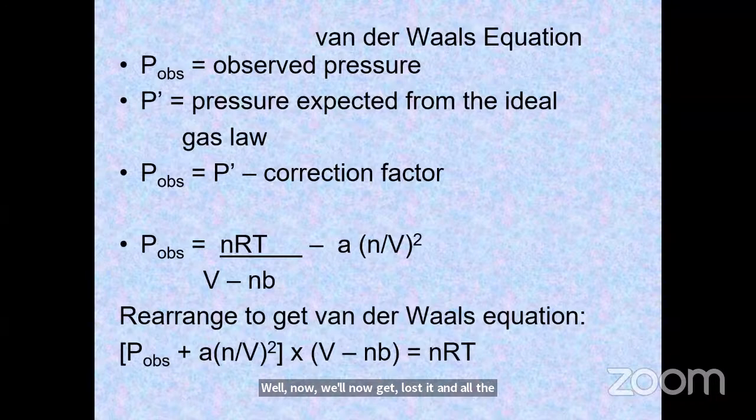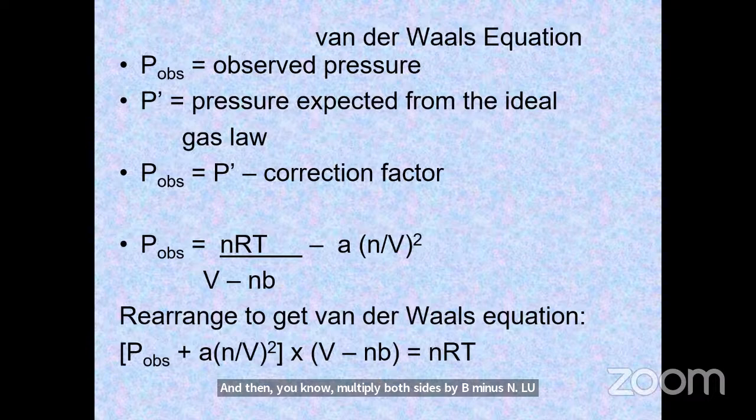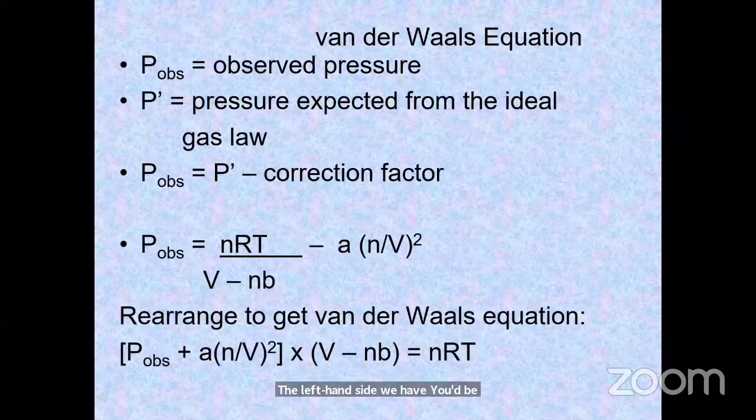And then we now multiply both sides by V minus nb so that nRT alone will remain on this side. So when we multiply by V minus nb, the left-hand side will have the V minus nb, and then the right-hand side will only have nRT.